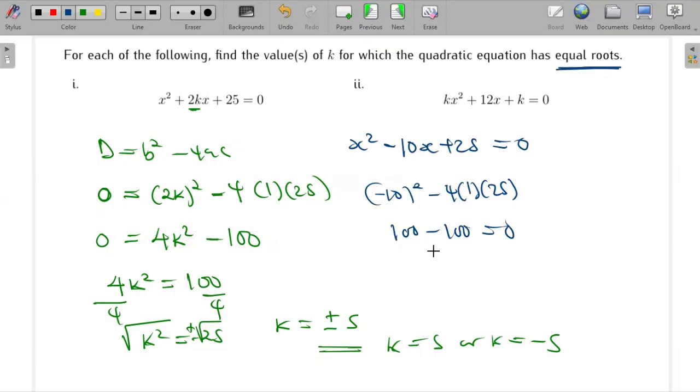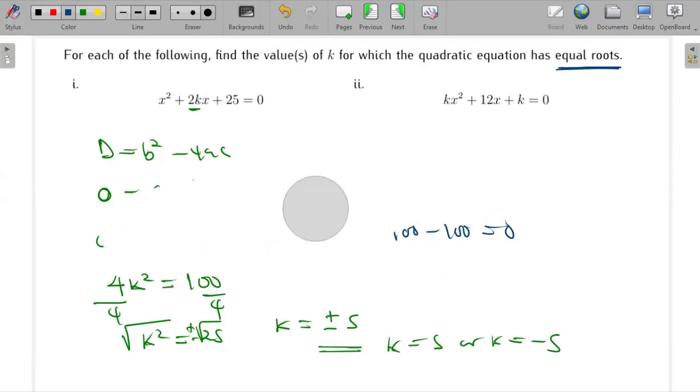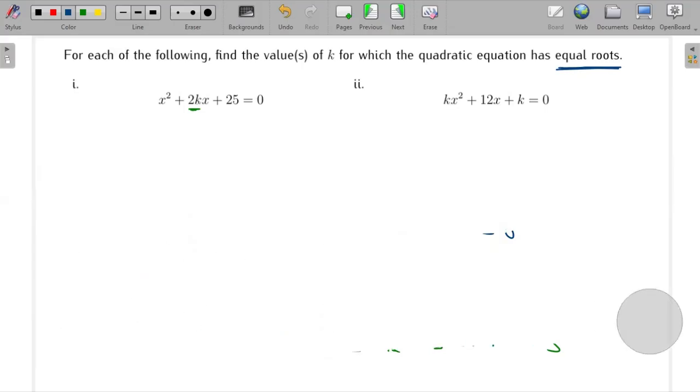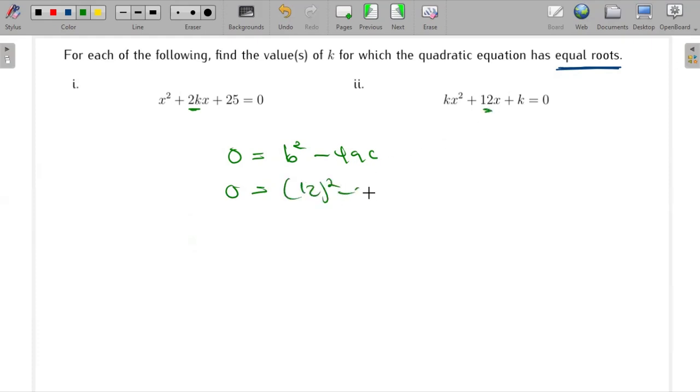Even if you do the positive 5, you still get the same answer. All right, which takes us to doing that other one, which we follow the exact same way. So we say b squared minus 4ac is equal to the discriminant, equal roots, so 0. What's your b squared there? It's just 12, so 12 squared minus 4.